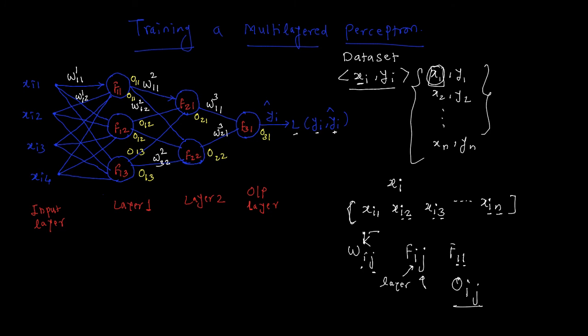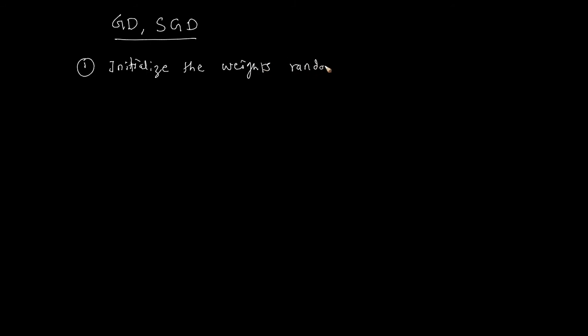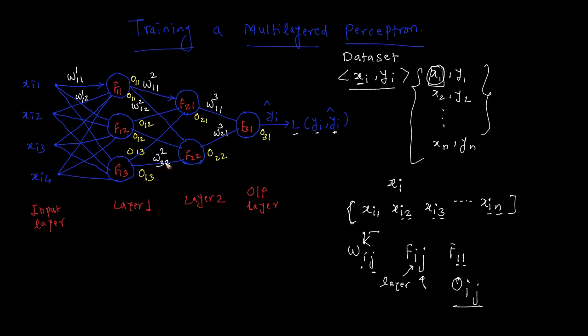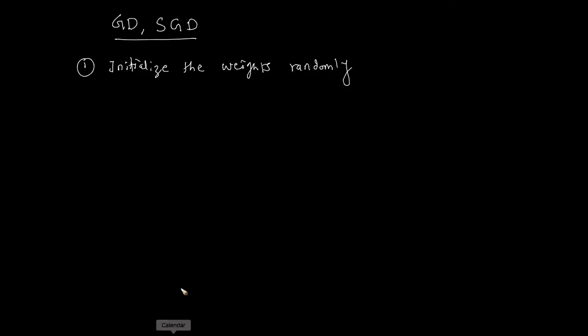Okay, so now how to train? We will use what is called gradient descent or stochastic gradient descent, SGD. Now what do we do in this SGD? We first initialize the weights randomly. So these weights will be initialized randomly. That is the first step. Next, after initializing the weights, define the loss function.